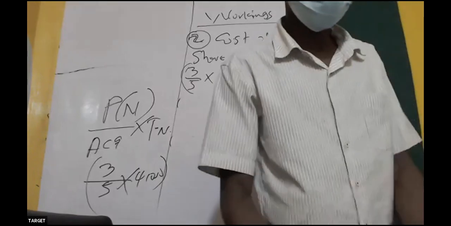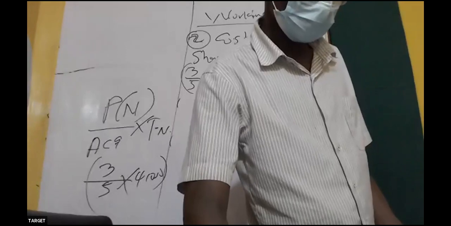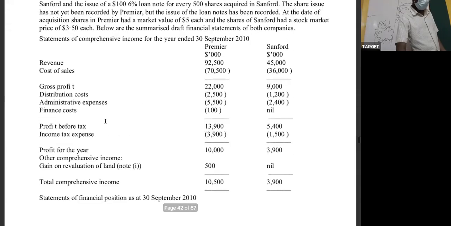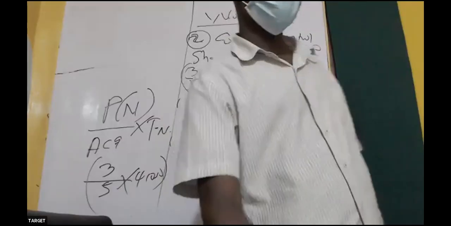Now, kindly be with us. Let's go to the question. We're told that the share issued has not yet been recorded. So they've not recorded it at all. So let's record it. So how do you do the recording?